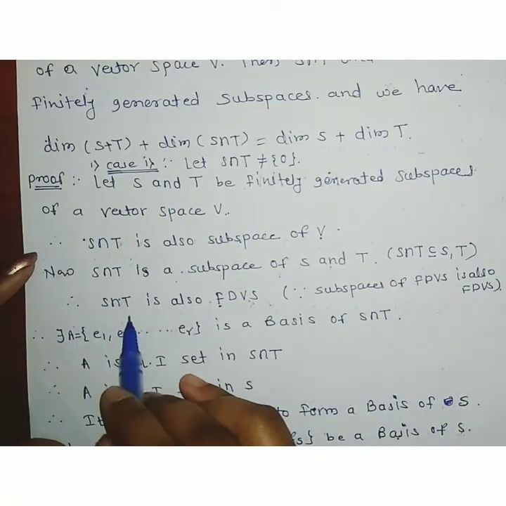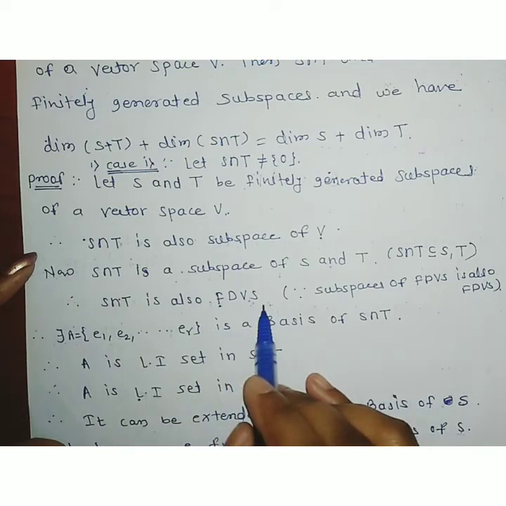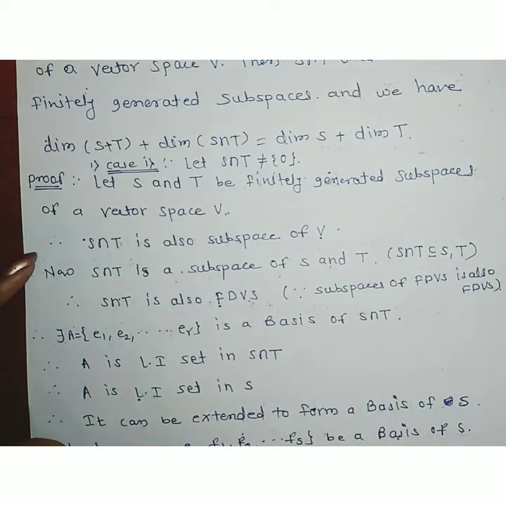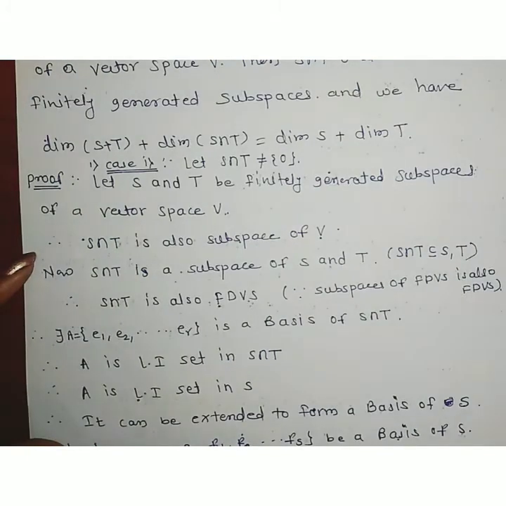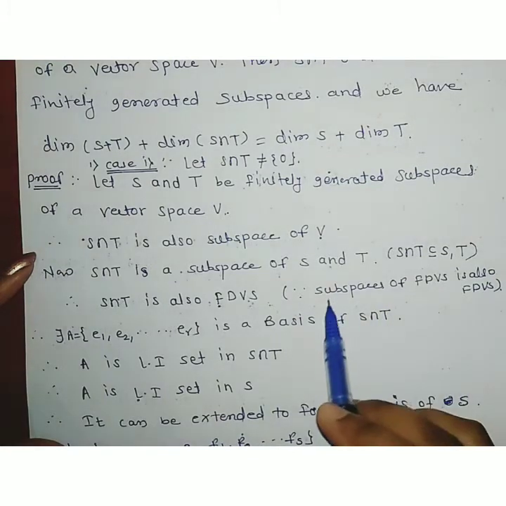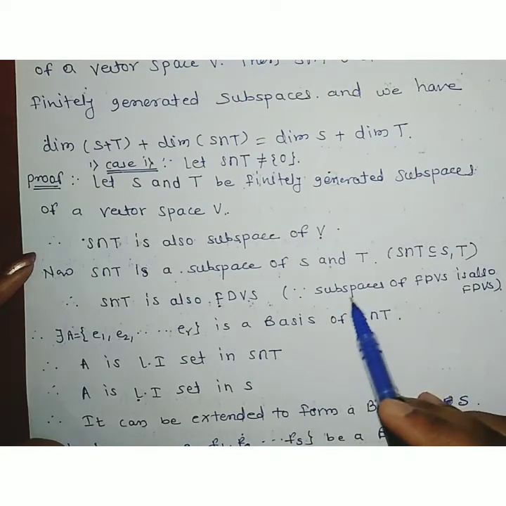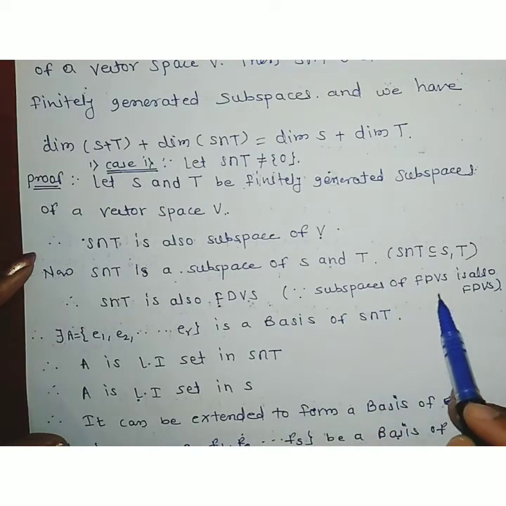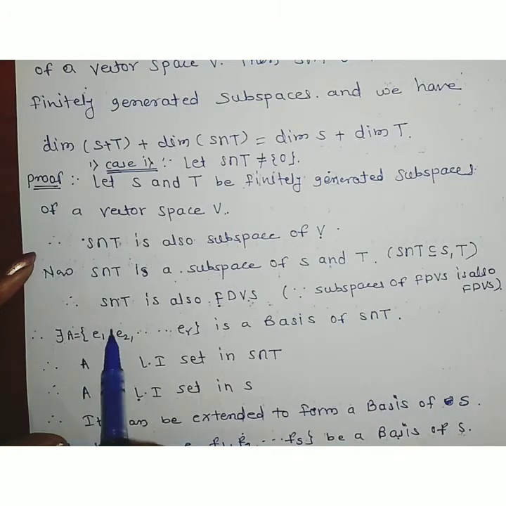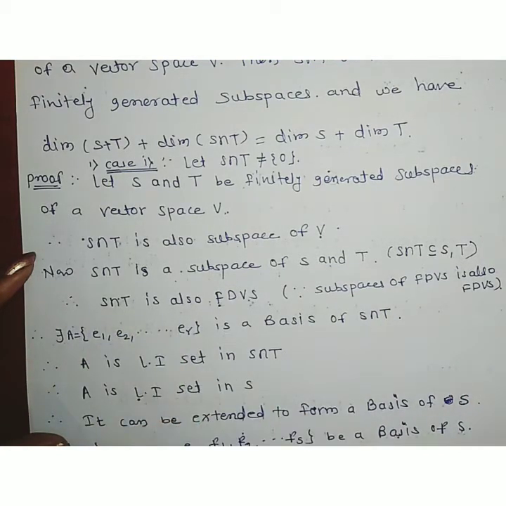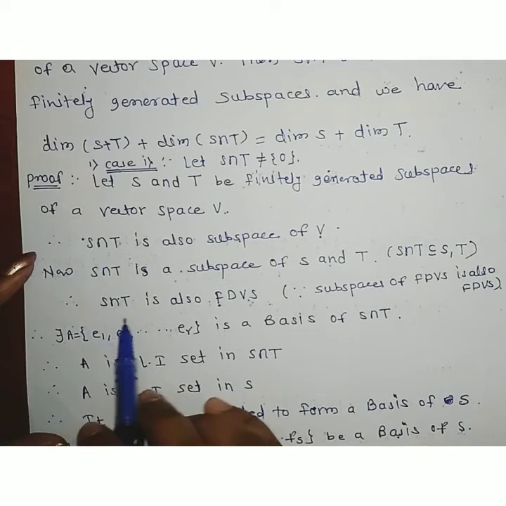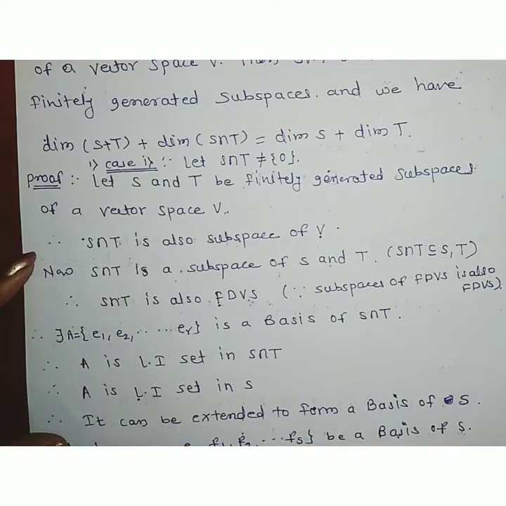Now therefore S intersection T is also a finite dimensional vector space. Okay, we know that a subspace of a finite dimensional vector space is again finite dimensional. This is a straightforward result. If the subspaces of a finite dimensional vector space are again finite dimensional, therefore S intersection T is also finite dimensional. Now S intersection T being finite dimensional means what? It contains a finite number of elements in its basis.